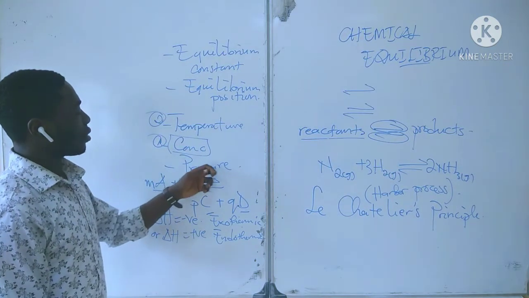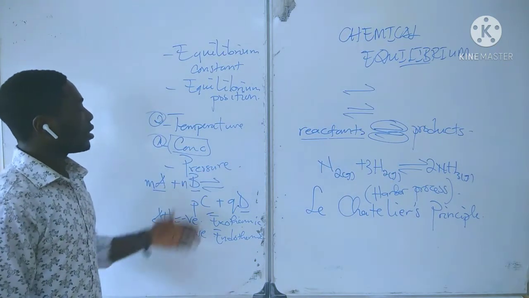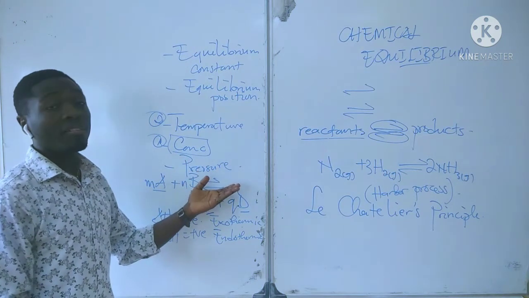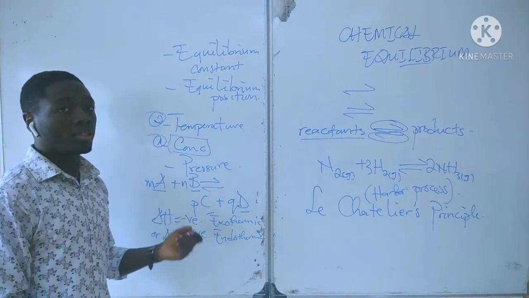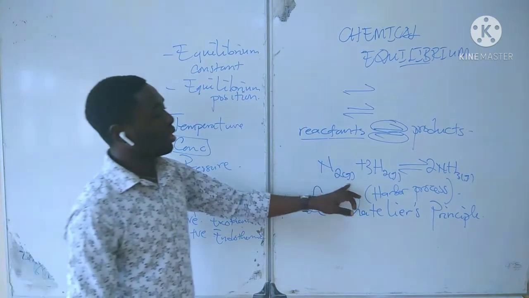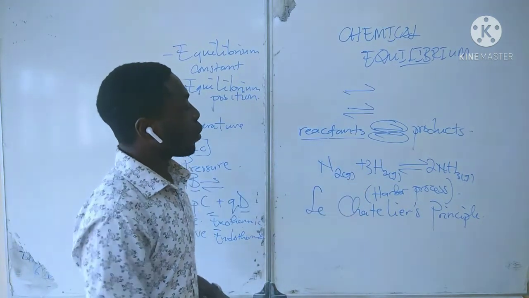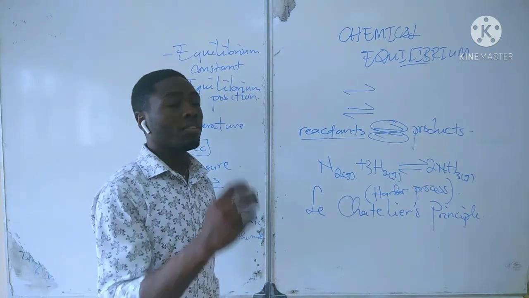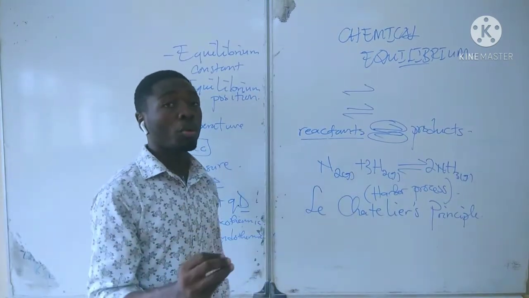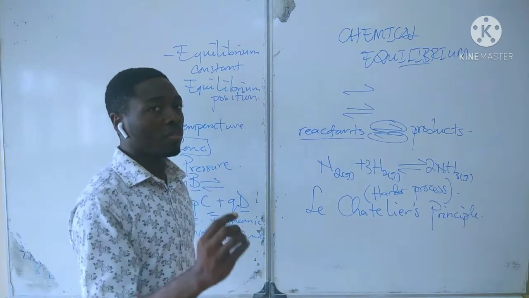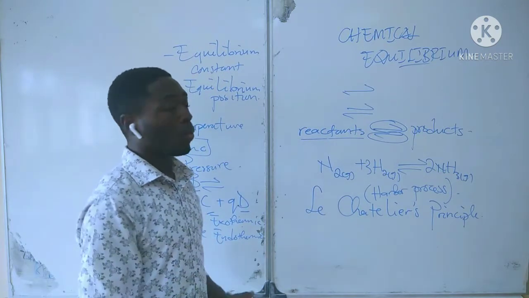Now for pressure, it is relevant in gaseous systems, for example, in the Haber process where you have the formation of ammonia. When you increase the pressure, it favors the side with the lowest number of moles, and when you decrease the pressure, it favors the side with the highest number of moles. What am I saying?